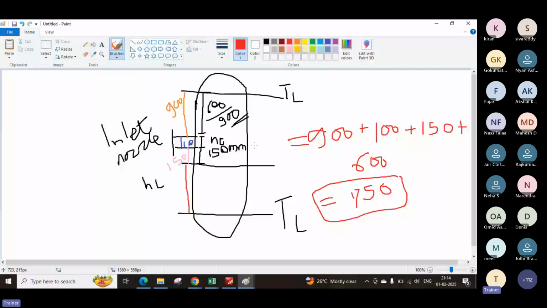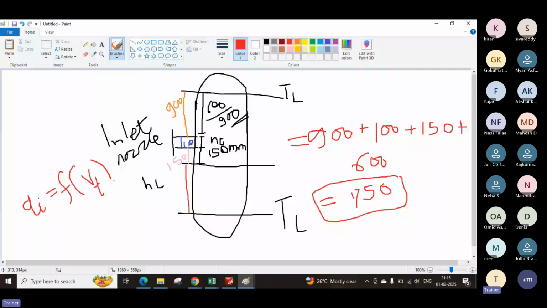This is the way you estimate the total height of a vessel, whereas the diameter, that is the ID, is estimated using the VT, that is the terminal velocity.